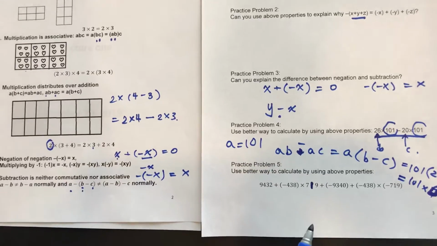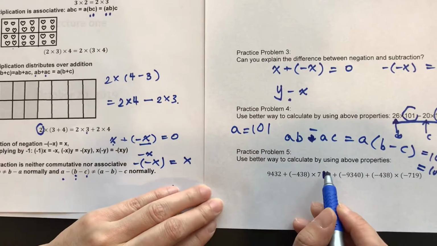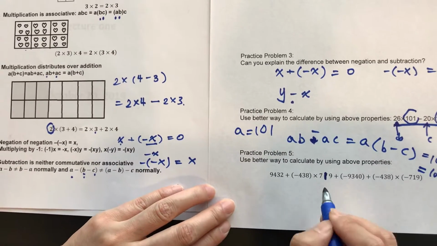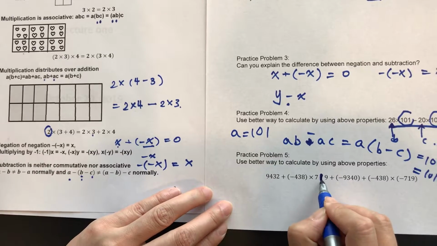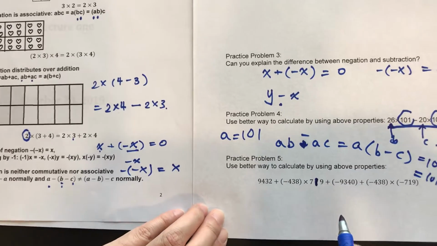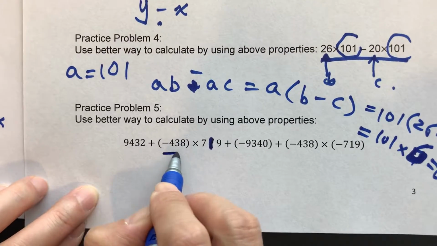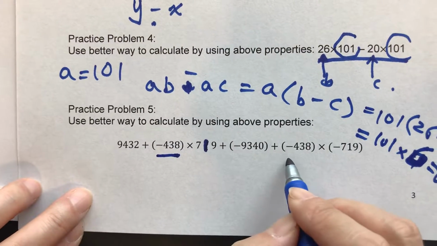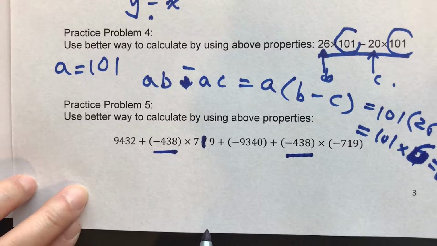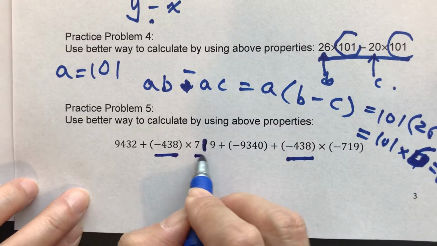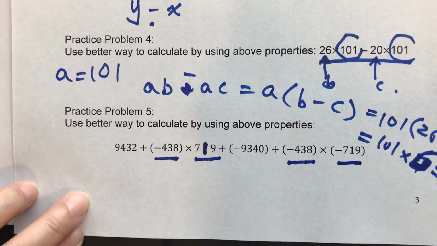Practice number 5. Use a better way to calculate by using above properties. There is a typo here. This is a 701. Let's look at which is the easy way to solve this problem. We have minus 438. Here we have another minus 438. Here is a 719. Here is a 719.